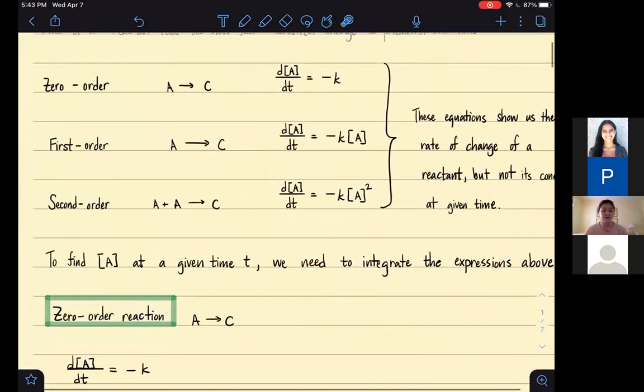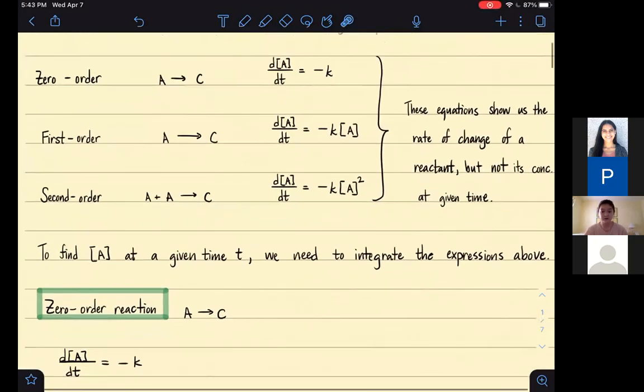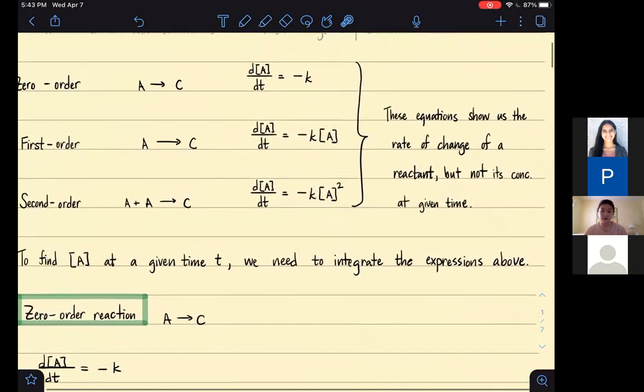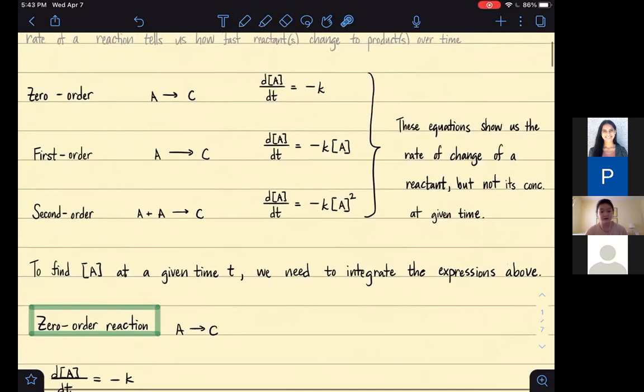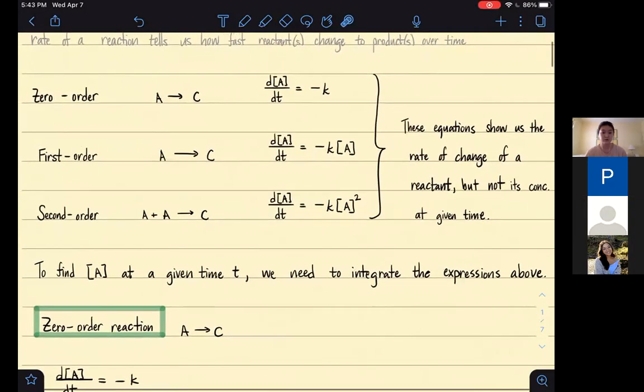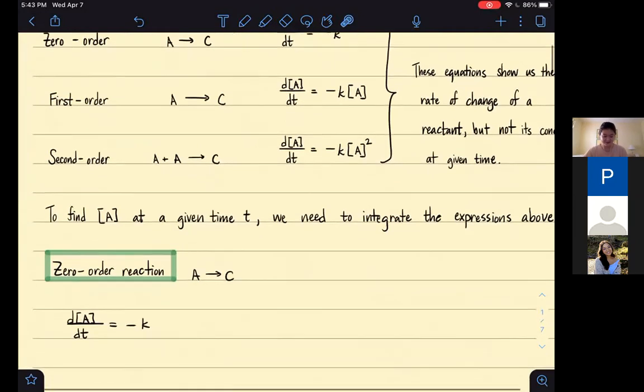And then we have a first order reaction and then a second order reaction. So these equations here show us the rate of change of the concentration of the reactant, but it doesn't tell us the concentration at a given time. So my goal here is to find the concentration at a given time t. And essentially, in every case here, it's pretty simple. It's just integrating the expressions and trying not to make calculus mistakes.